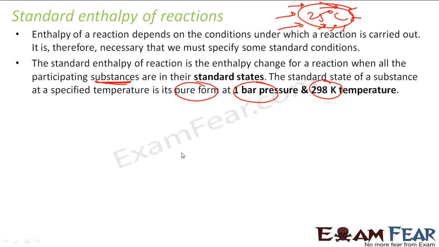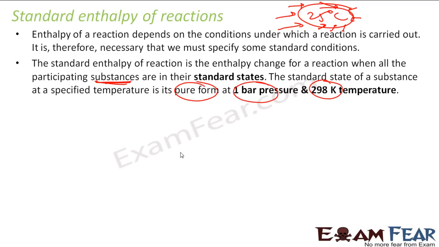standard temperature, 1 bar atmospheric pressure as the standard pressure, and they expect the substance to be in the pure form. That is the standard thing here. So if you have a pure form of substance, 1 bar pressure and a temperature of 298 Kelvin, what you get is the standard enthalpy of the reaction.